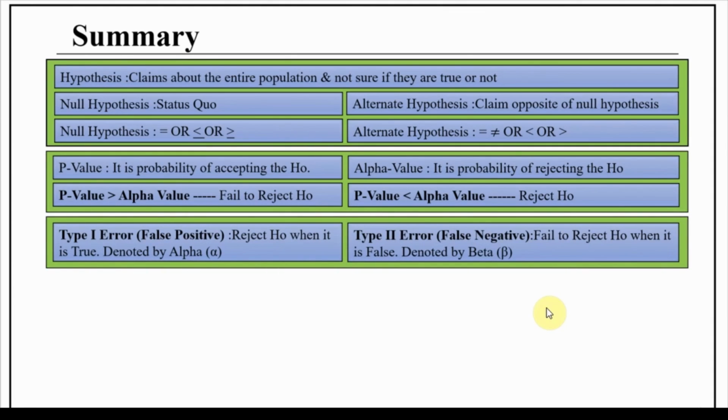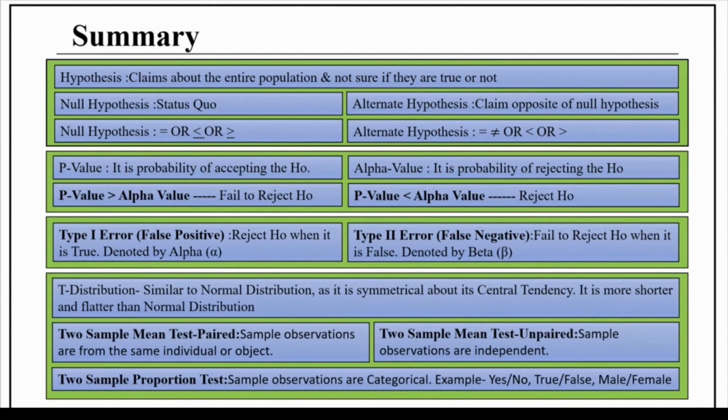Afterwards we learn about type of error. Type 1 error is false positive, which rejects null hypothesis when it is true and it is denoted by alpha. Type 2 error is false negative, which is failed to reject null hypothesis when it is false and it is denoted by beta.